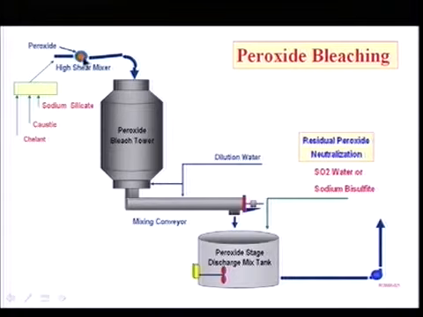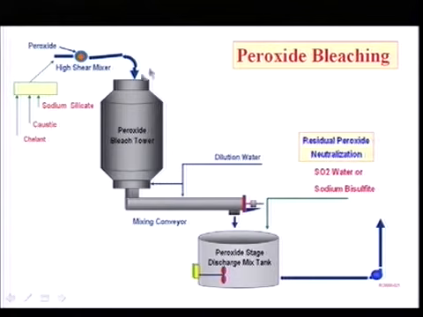When you add peroxide there with a high shear mixer, it's mixed and then it goes into the downflow tower. In bleaching, we talk about two kinds of towers for fiber retention. One is called the downflow tower, the other one is called the upflow tower. In the downflow tower, the fiber flows from top to bottom. In the upflow tower, the fiber goes from bottom to top.